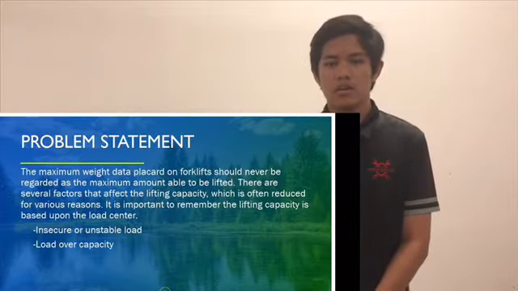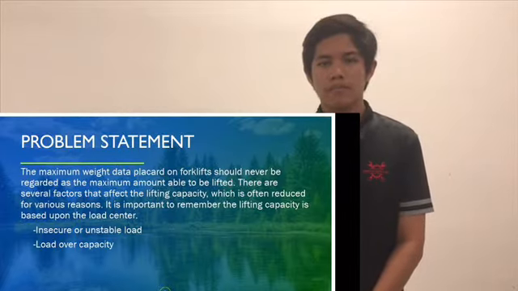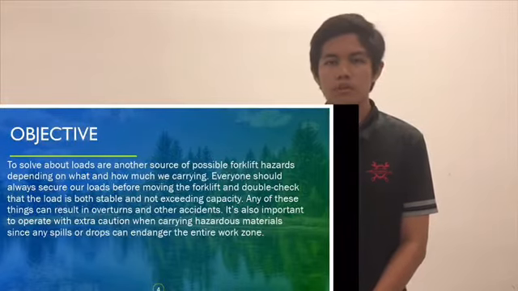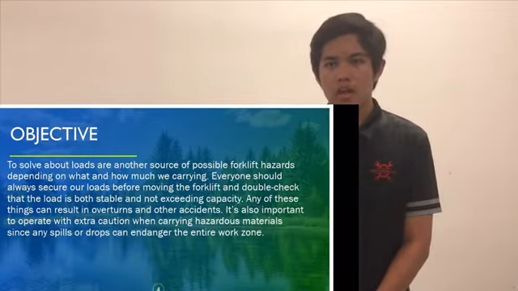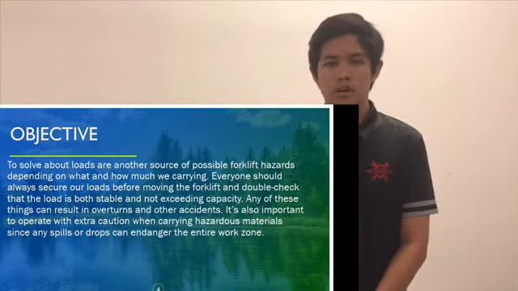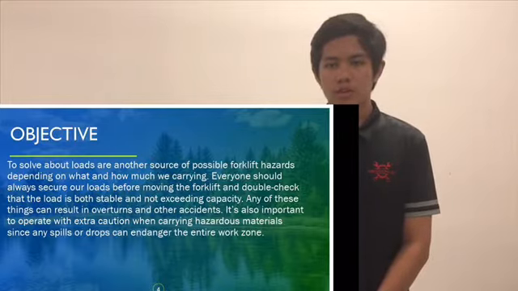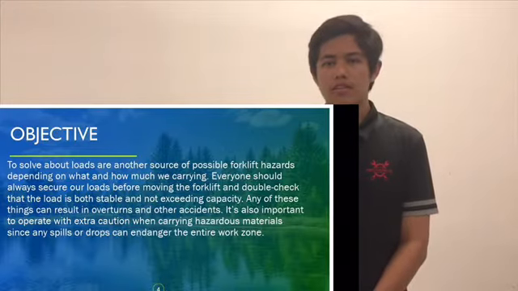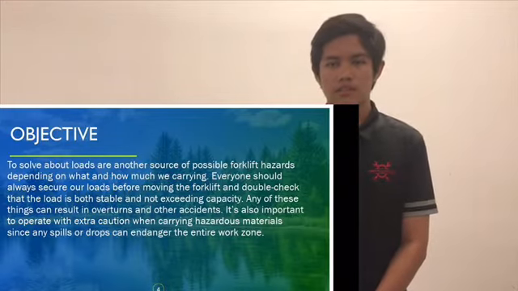Second, load over capacity. The objective is to solve the problem of loads, which are another source of possible forklift hazard depending on what and how much we carry. Everyone should always secure their loads before moving the forklift and double check that the load is both stable and not exceeding capacity. Any of these things can result in overturns and other accidents.